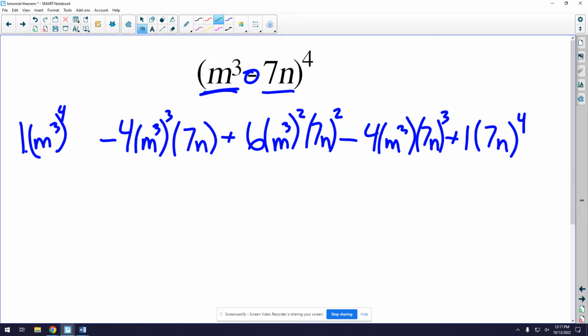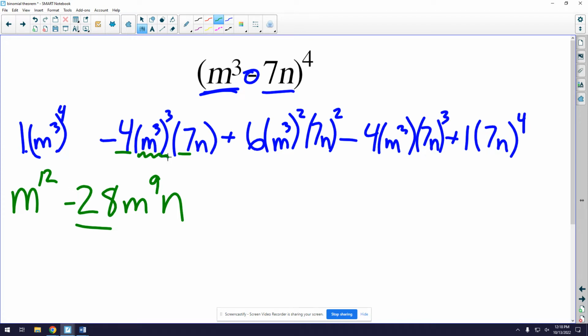Your m to the 3rd to some exponent is a power to a power. You multiply those exponents. 3 times 4 gives you m to the 12th minus m to the 3rd, 3 times 3 is 9. So I'm going to have m to the 9th. And then I have a 4 times a 7 is 28. m to the 9th, n. So 4 and 7 give me my 28. m to the 3rd is the m to the 9th. And then just bring down your n.